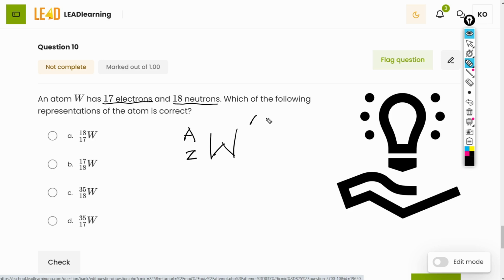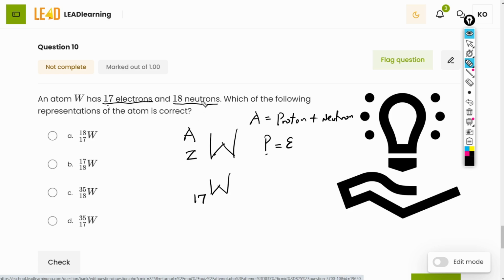Now A, which is the atomic mass, is equal to proton number plus neutron number, while Z is the number of protons. If it has 18 neutrons and 17 electrons, I want us to remember that the proton number in any atom is always equal to the number of electrons. Proton number is equal to electron number. So if the electron number is 17, it automatically means that there will be 17 protons. So 17 comes down here as our proton number.